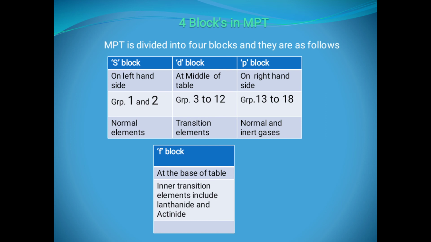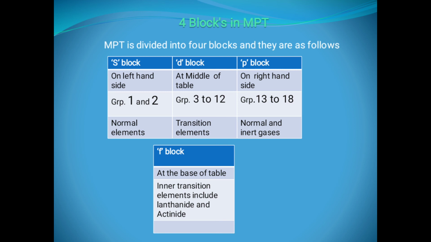The s block includes groups 1 and 2, which is important for fill up. The d block contains groups 3 to 12 and the p block contains groups 13 to 18. Remember this. The elements in the s block are called normal elements. The d block has transition elements, because it is in the middle of the modern periodic table. The p block includes normal elements and inert gases. And the remaining f block, which is at the base of the modern periodic table, includes inner transition elements.